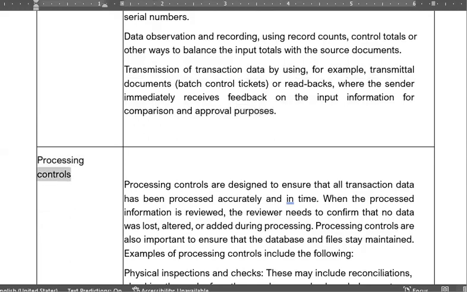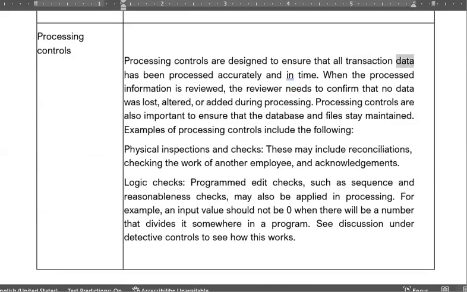Processing controls. Processing controls are designed to ensure that all transaction data has been processed accurately and in time. When the processed information is reviewed, the reviewer needs to confirm that no data was lost, altered, or added during processing. Processing controls are also important to ensure that the database and files stay maintained. Examples of processing controls include the following.